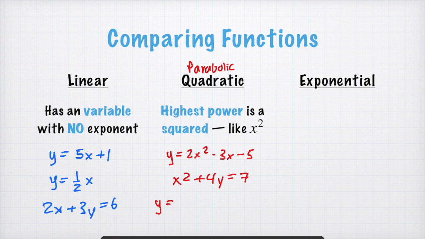Here's another interesting one. You have y is equal to (x minus 3) times (x plus 4). This one, if you were to FOIL it out, you'd end up with x times x, which is x squared, which is why it counts as a quadratic.